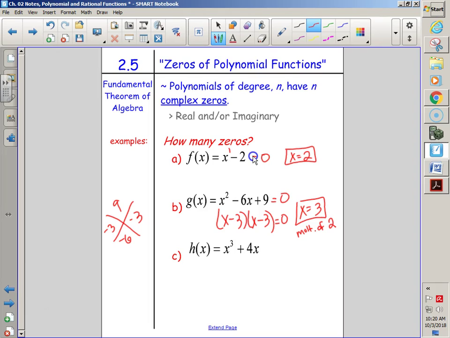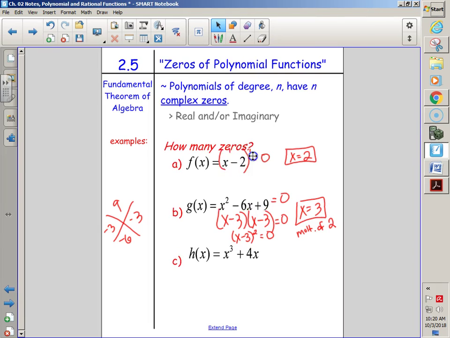Multiplicity means that when you write a factor, it's raised to a power. So this one would technically have a multiplicity of 1 because it's just 1 times x minus 2. This has a multiplicity of 2 because the factor the 3 came from is being squared. So is that basically saying that there's 2 threes? Yeah, 2 factors with 3 as the zero. Okay.